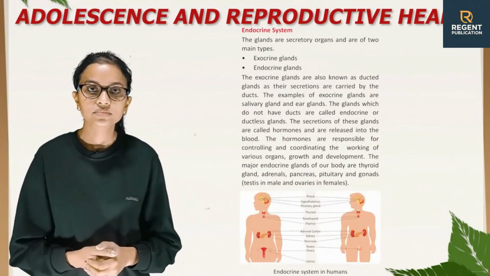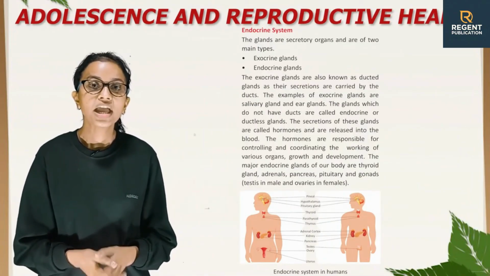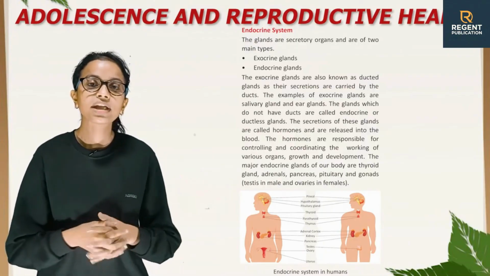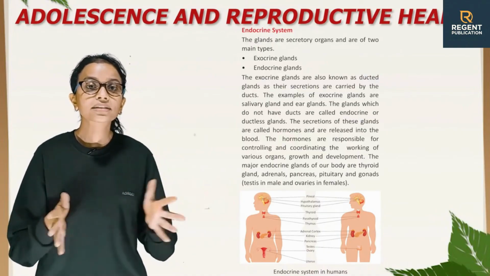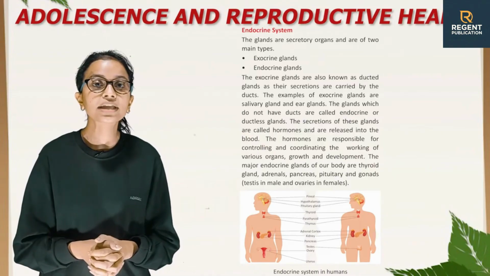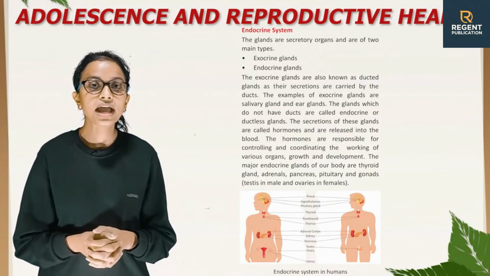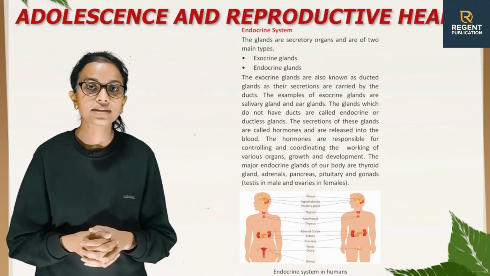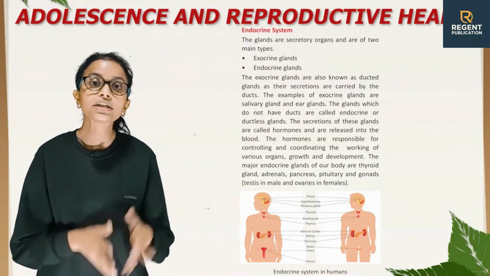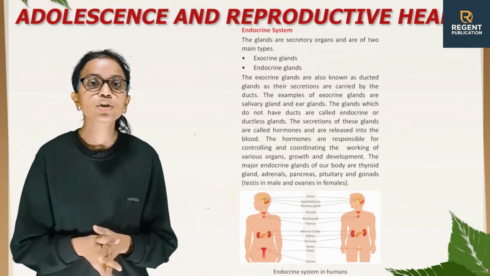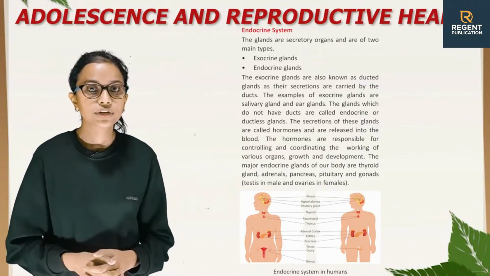Endocrine system. The glands are secretory organs and are of 2 main types: exocrine glands and endocrine glands. Exocrine glands are also known as ducted glands, as their secretions are carried by ducts. Examples of such exocrine glands are salivary glands and ear glands. The glands which do not have ducts are called endocrine glands or ductless glands. The secretions of these glands are called hormones and are released into the blood.